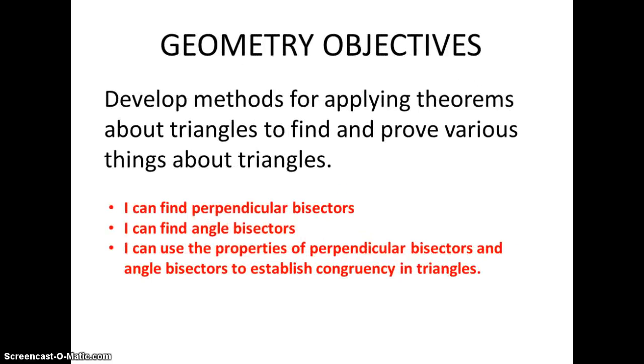And so our objectives were to develop methods for applying theorems about triangles to find and prove various things about triangles. We found perpendicular bisectors, we found angle bisectors, and we used the properties of perpendicular bisectors and angle bisectors to establish congruency in triangles.